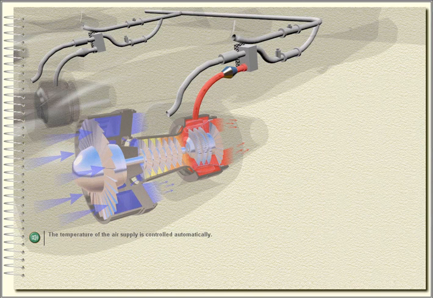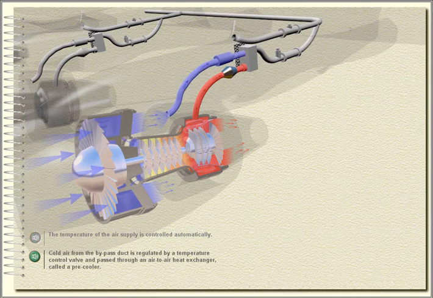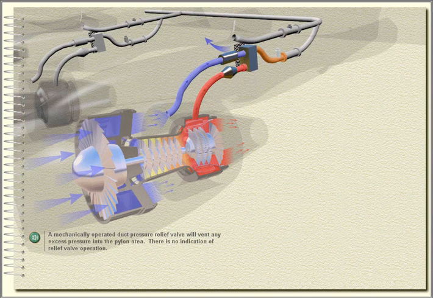The temperature of the air supply is controlled automatically. Cold air from the bypass duct is regulated by a temperature control valve and passed through an air-to-air heat exchanger called a pre-cooler. This reduces the supply temperature to 200 degrees Celsius.